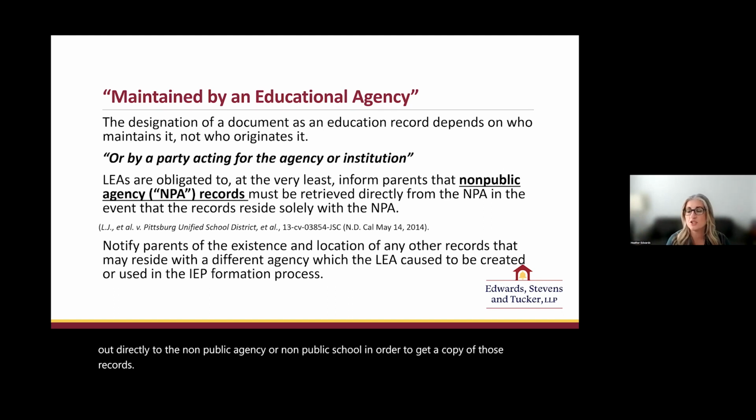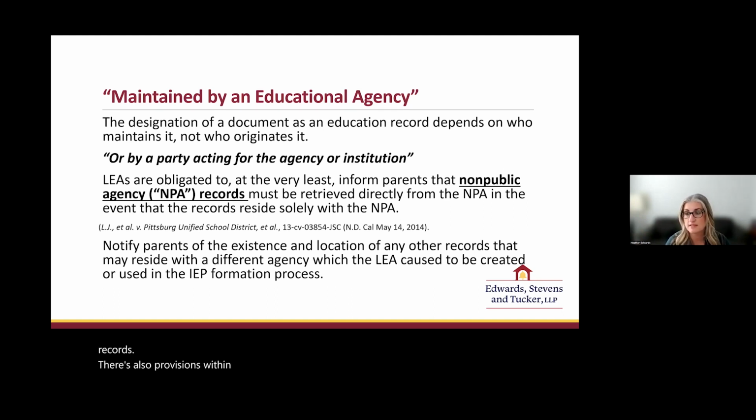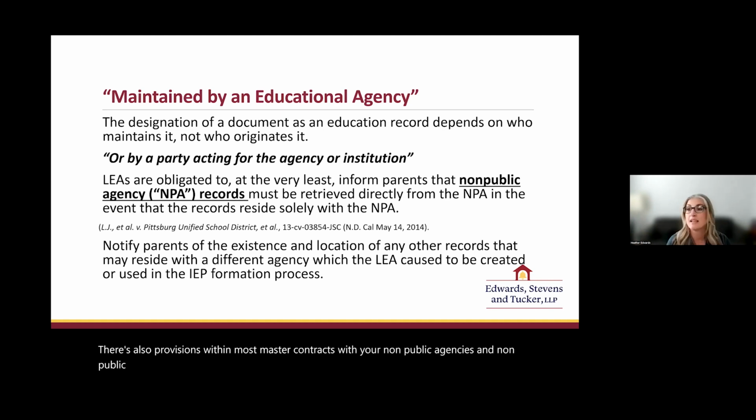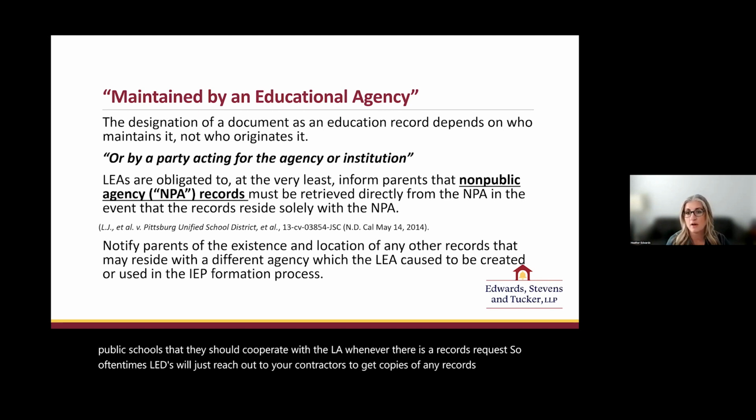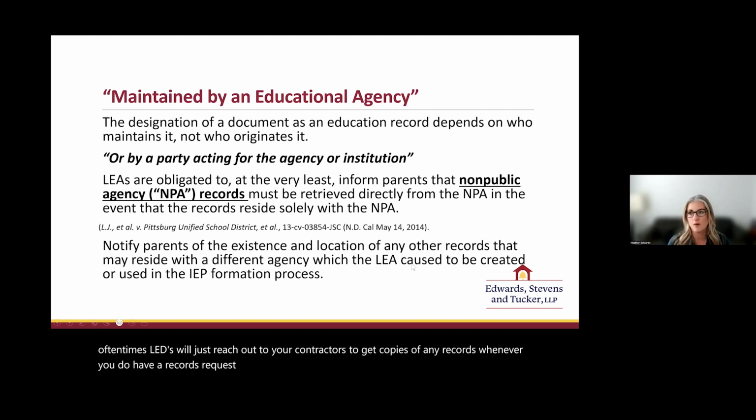There's also provisions within most master contracts with your non-public agencies and non-public schools that they should cooperate with the LEA whenever there is a records request. So oftentimes LEAs will just reach out to your contractors to get copies of any records whenever you do have a records request from a parent, and it just avoids the parent having to go directly to that contracted agency.